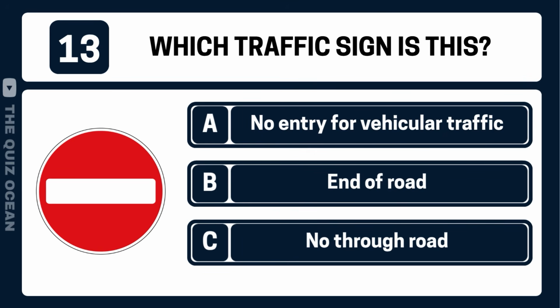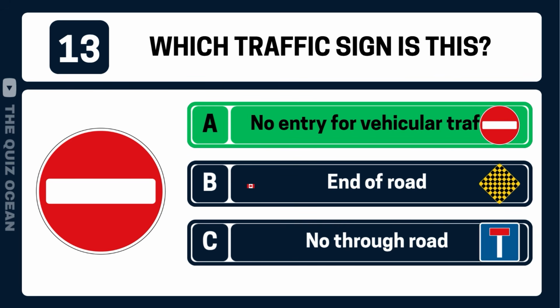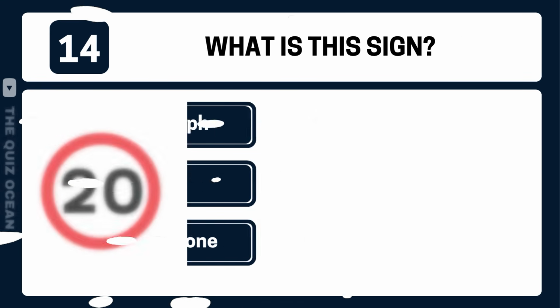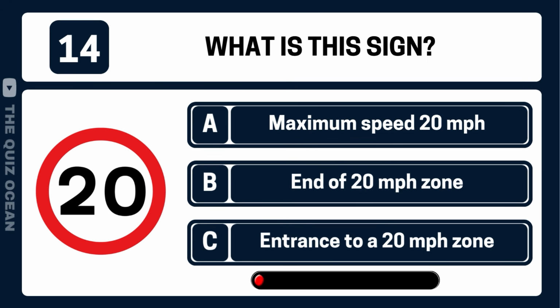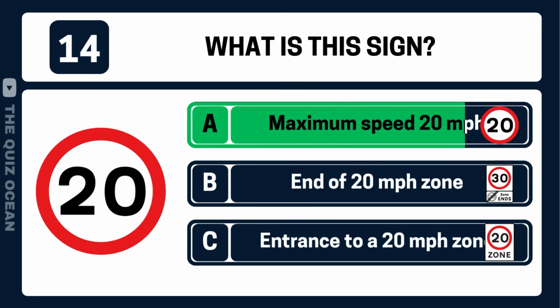Which traffic sign is this? Correct. This is the no entry for vehicular traffic sign. What is this sign? Good thinking. This is the maximum speed 20 miles per hour sign.